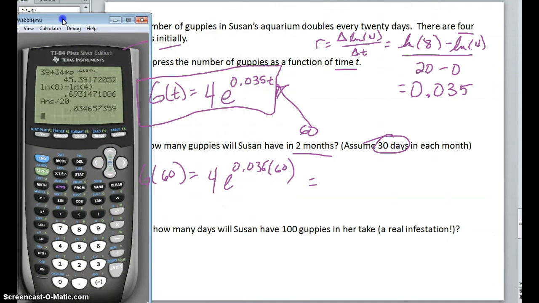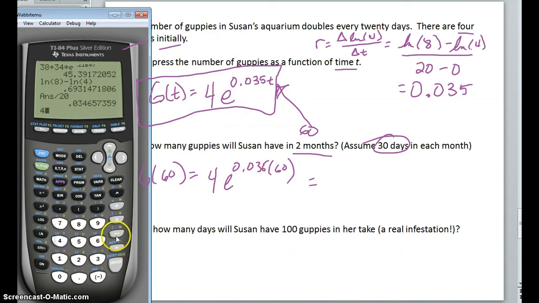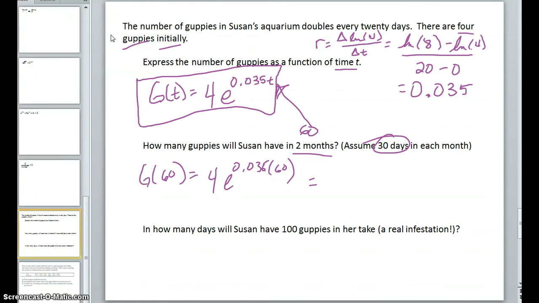And let's go ahead and calculate that out. Writing's in the way. Let's try 4 times e to the 0.035 times 60. Get 32.66. All right. So 32.66 guppies. We hope we don't have 0.66 of a guppy. We've got to do some cleanup in our aquarium if that happens. So we probably just say 32 guppies.